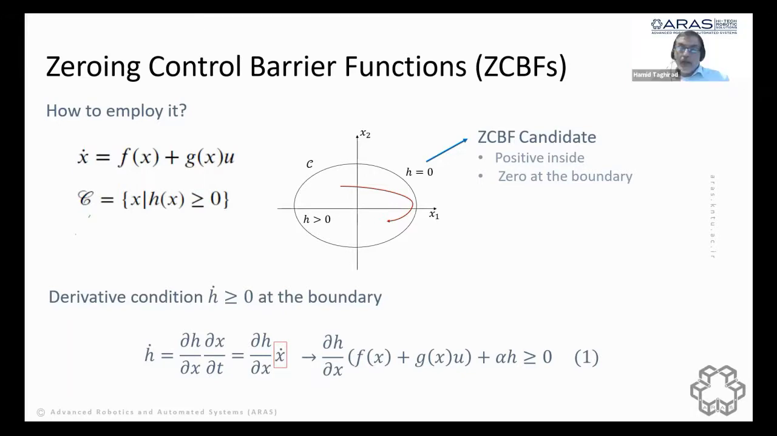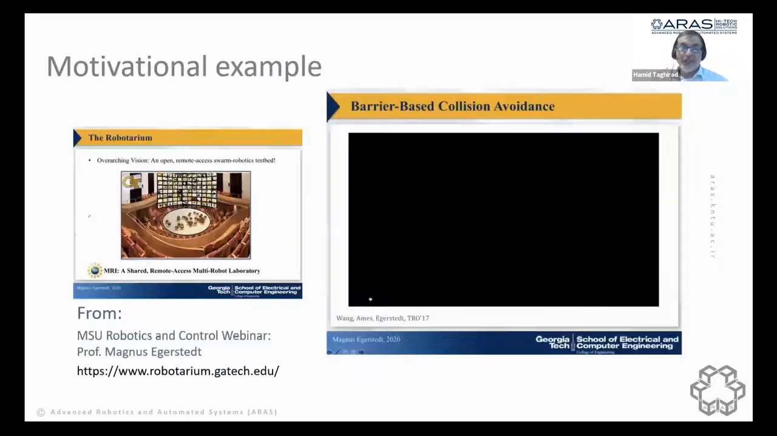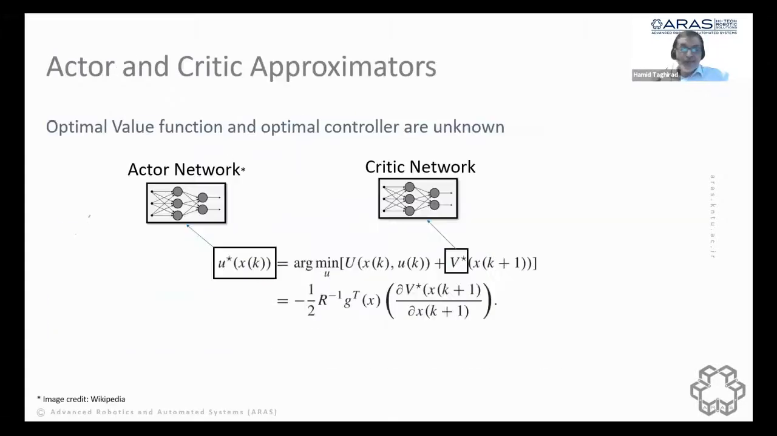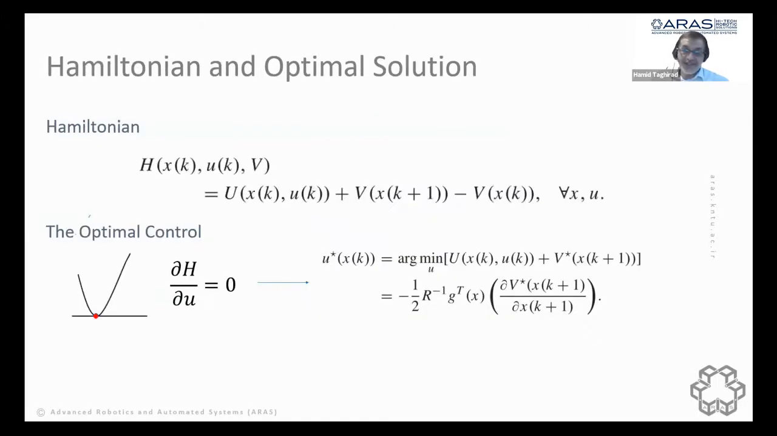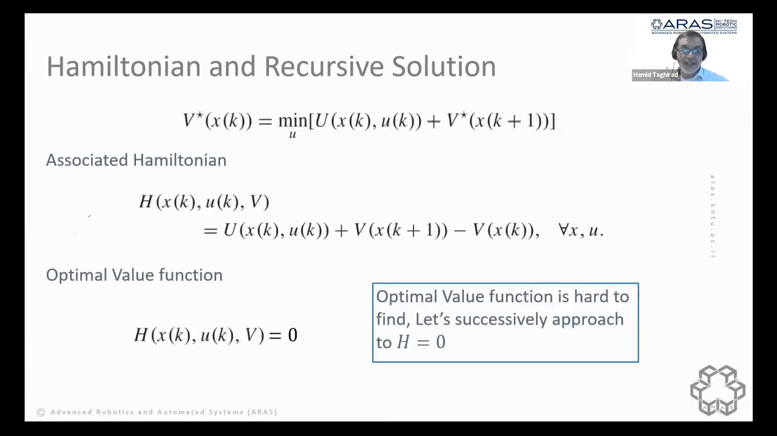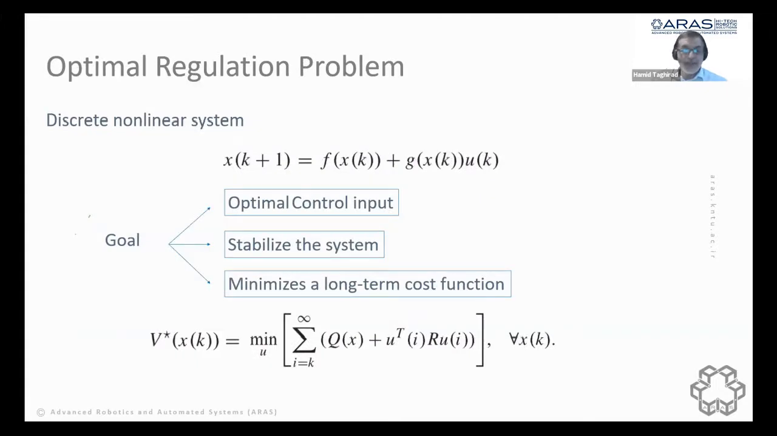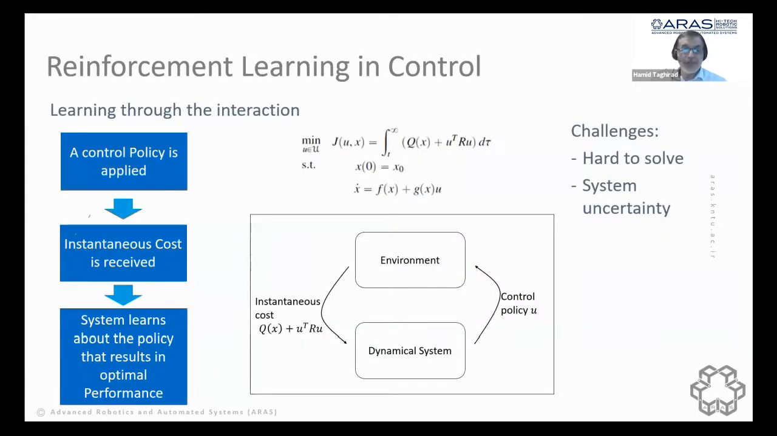Very good. My second question is mostly on the RL part. I don't remember the slide number, but if you can go further ahead, just the actor critic criteria, and then my question is, the Hamiltonian recursive, just go a few more slides ahead. The Bellman equation, go ahead again, optimal regulation problem. This might be the general idea of reinforcement learning.